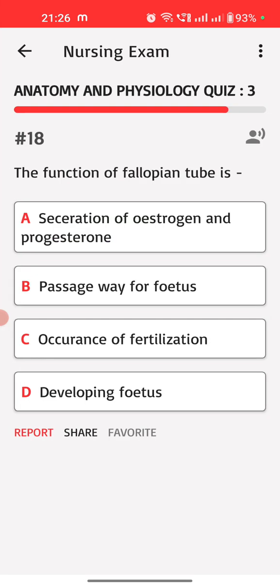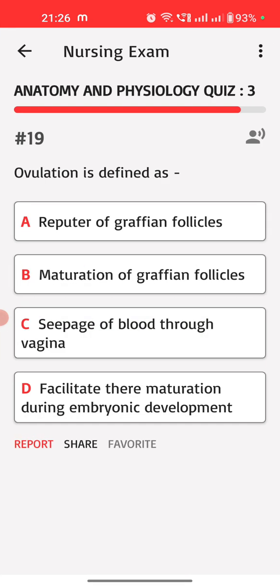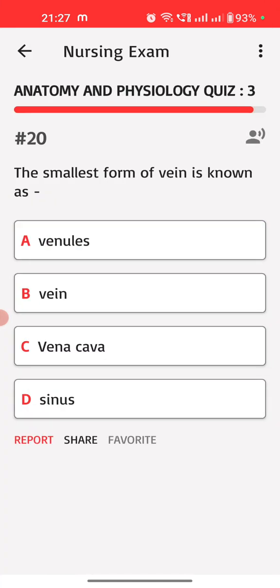The function of fallopian tube is A. Secretion of estrogen and progesterone. B. Passageway for fetus. C. Correct answer. Ovulation is defined as A. Rupture of Graafian follicles. B. Maturation of. Correct answer. The smallest form of vein is known as A.